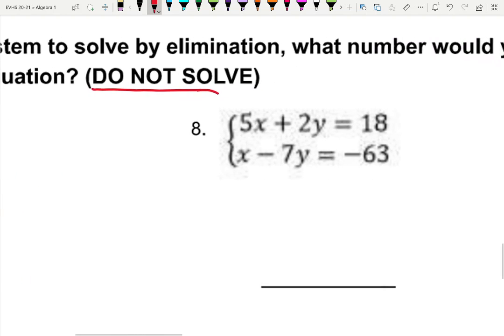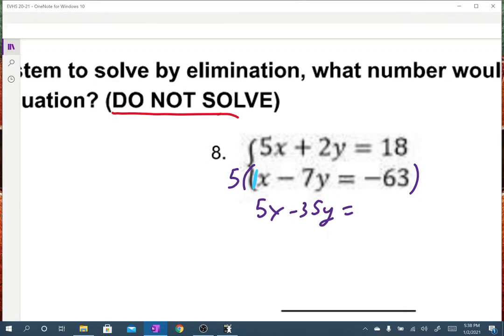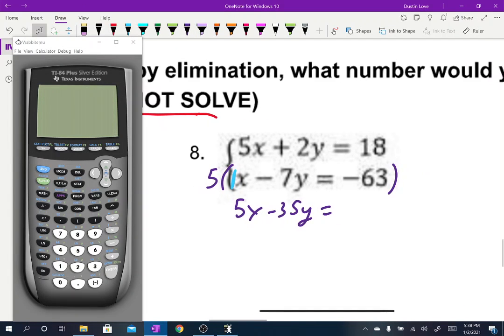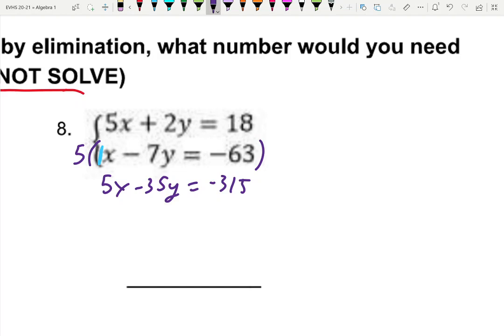Okay, now looking at number 8, same idea. Here I've got 2 and 7, and here I've got 5, and then there's my hidden 1 right there. What could I multiply by? Well, if I multiply the bottom equation by 5, then 5 times 1x is 5x. 5 times negative 7 is negative 35y equals 5 times negative 63 is a lot. Maybe I'm going to try and do that in my head. So negative 315. But the point is that here I've got the 5 and the 5, and so I could then just subtract the equations. So I can multiply the bottom equation by 5.